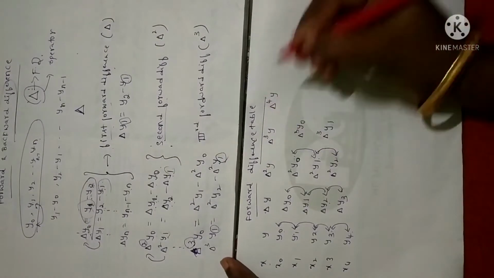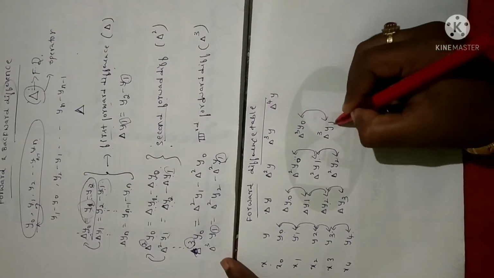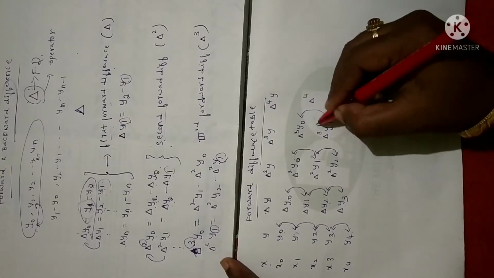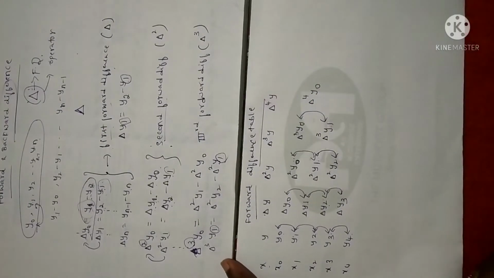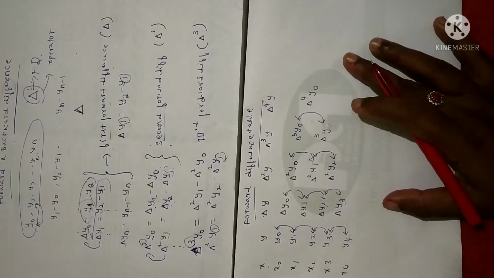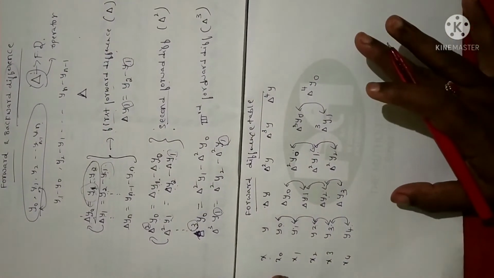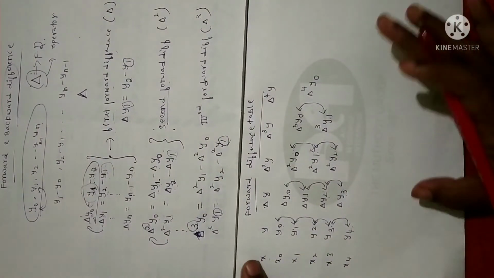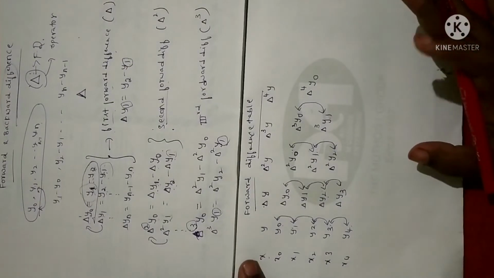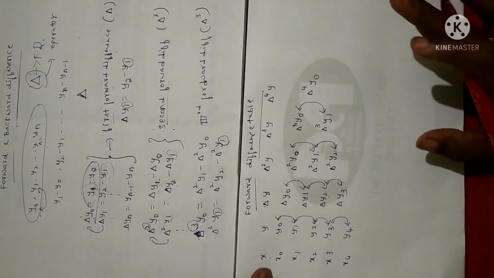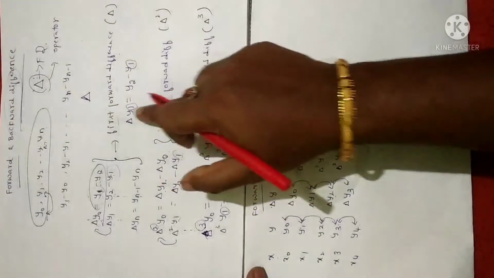Similarly, the fourth forward difference is the difference of these two, which is delta power 4 of y0. Fine. So this is the construction of the forward difference table. Anyhow, you will come to a clear picture of this if you solve one problem. So before going to solve the problem, let me explain the backward difference as well. So this is the forward difference.